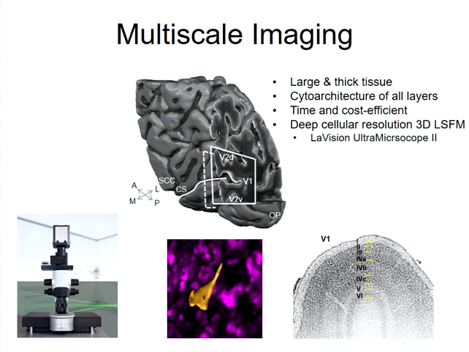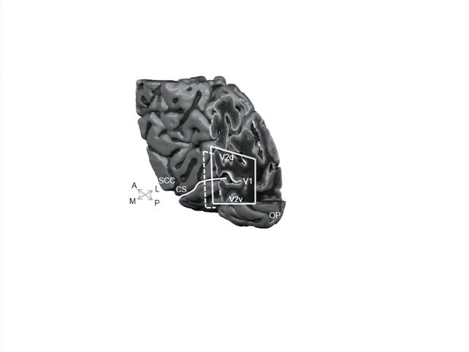Then, closing up, multi-scale imaging to see if we can actually manage to do very large and thick tissue, get cytoarchitecture of all layers, and do that in a way that is very time and cost efficient, and even try to get to deep cellular resolution 3D light sheet imaging. For this, we took an entire human occipital lobe and excised 2 large pieces of tissue, 5 millimeter thick, that contain both V1 and V2, and tried to image that at different scales as well as we can.